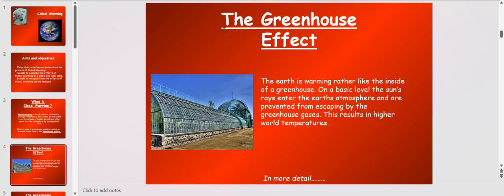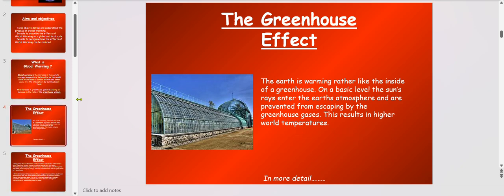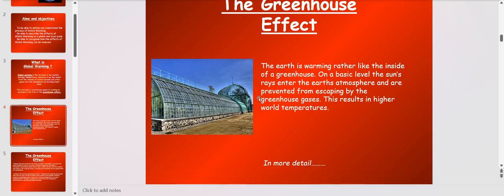So, what is the greenhouse effect? The Earth is warming rather like the inside of a greenhouse. On a basic level, the sun's rays enter the Earth's atmosphere and are prevented from escaping by the greenhouse gases. This results in higher world temperature. Next slide.